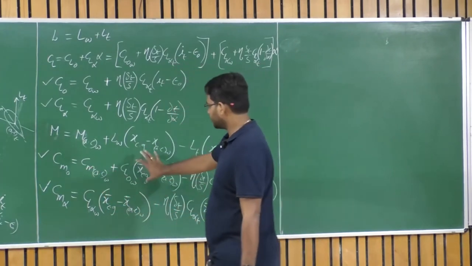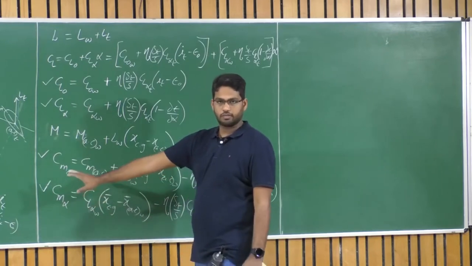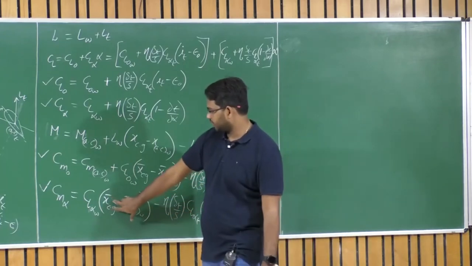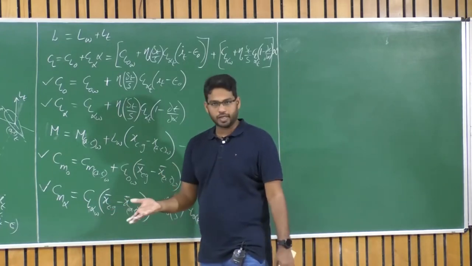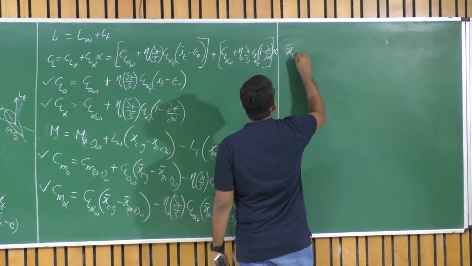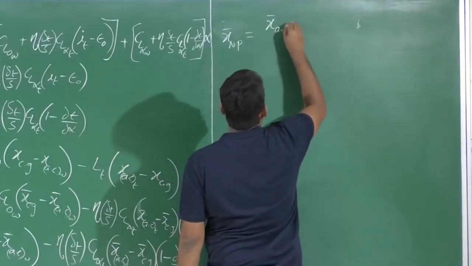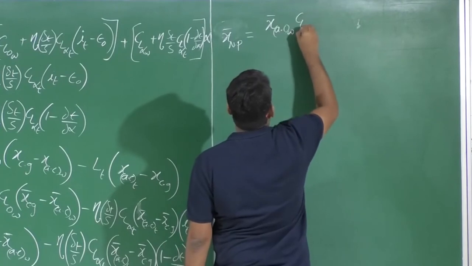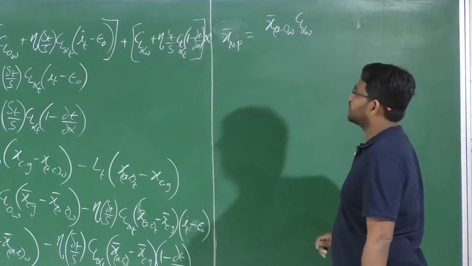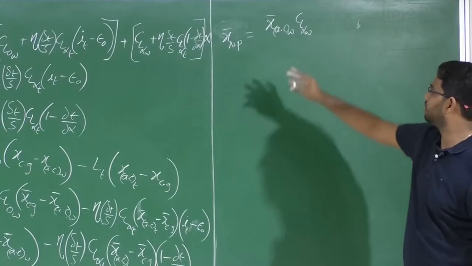CL alpha of the wing is given as 0.11 per degree, 5.7 per radian. And CL alpha of the tail is given as 0.08 per degree, which equals 4.58 per radian. So this is one of the parameters in this problem. The incidence angle of the tail, iT, is 0, also given.